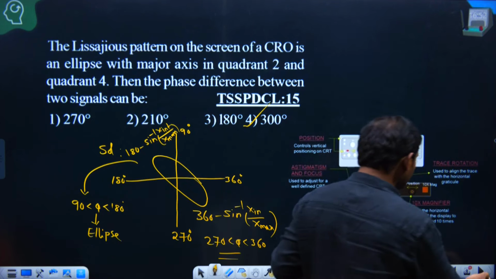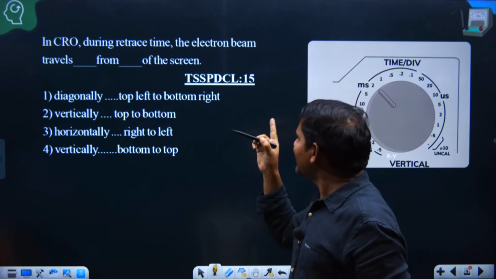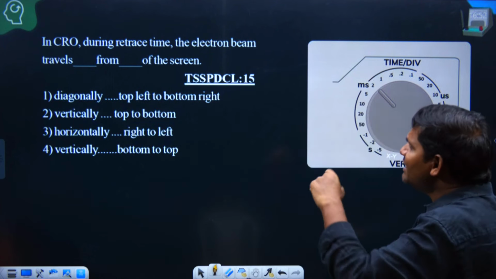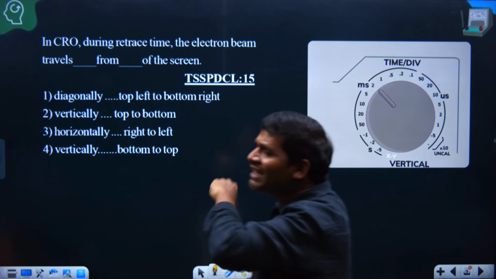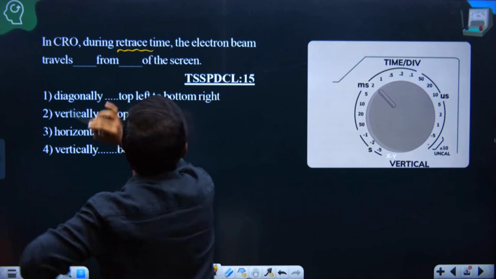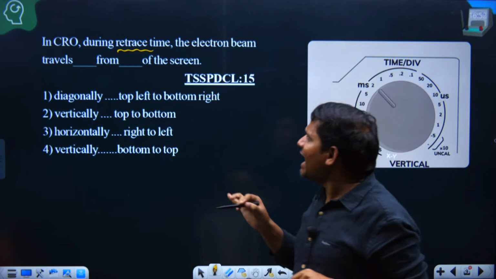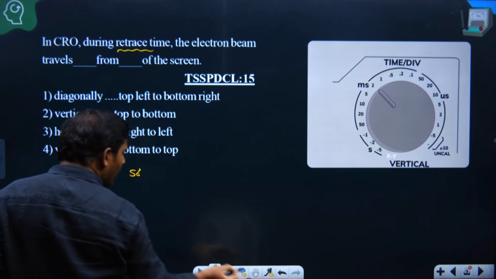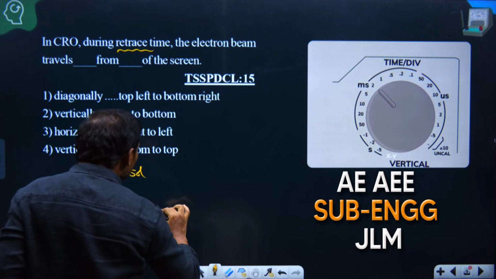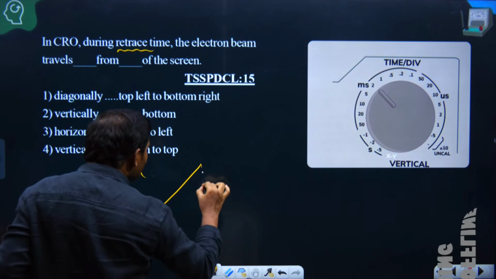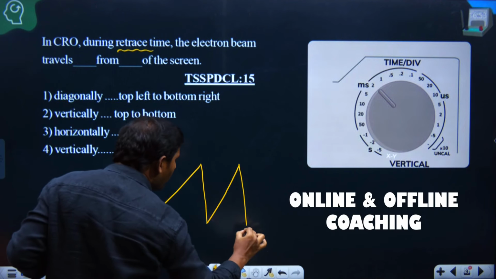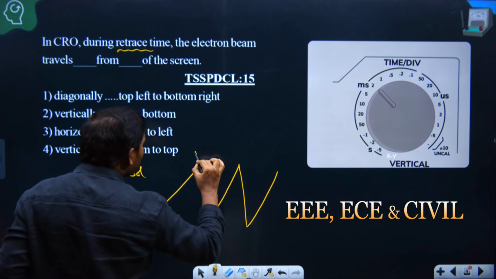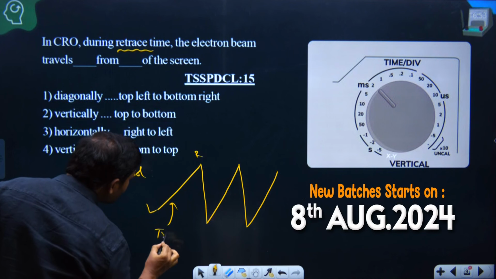Let us see the next question. This question is asked in TS SPDCL 2015, subject measurement, topic CRO. In CRO, during retrace time, not trace time, the electron beam travels dash from dash of the screen. It's very simple, students. We know that a sweep signal drives the unknown signal. Like this, the sweep is rising and falling. This time is called trace time. During trace time, the pattern is moving left to right. This is called the tracing period.